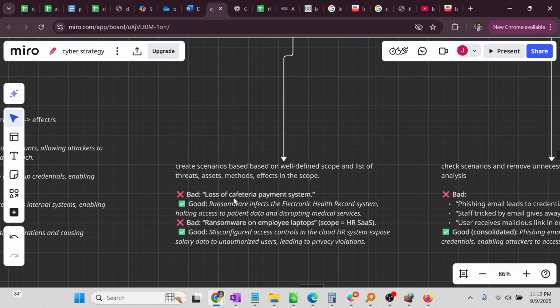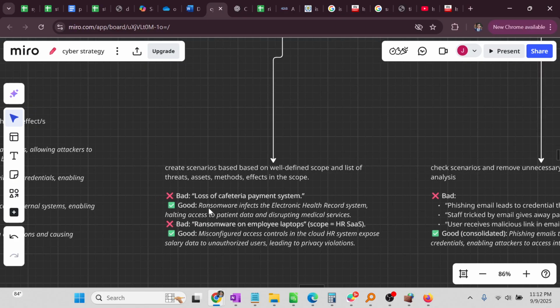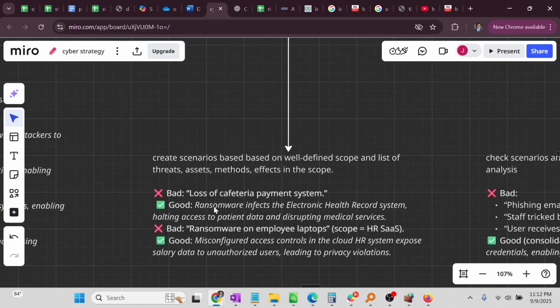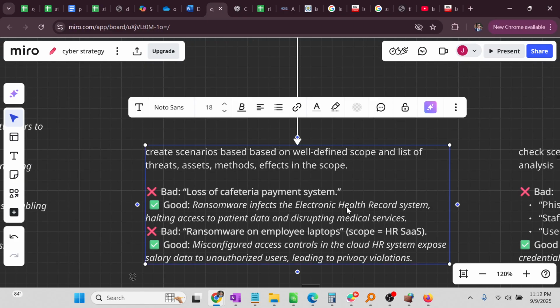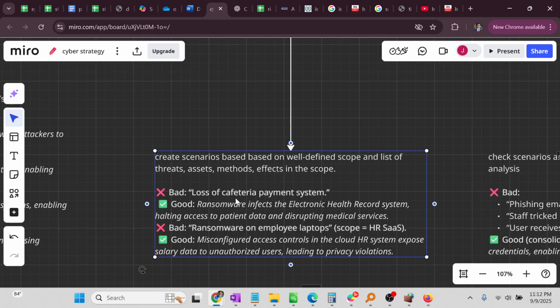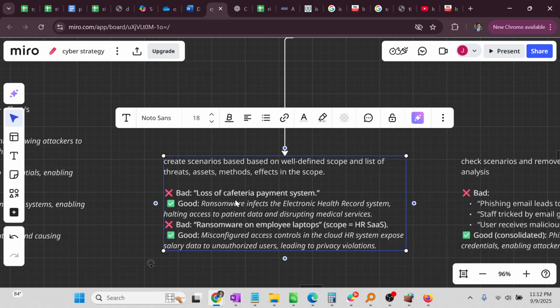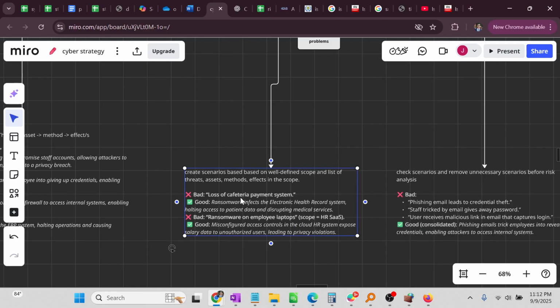As an example, instead of saying loss of the cafeteria payment system, which is a very irrelevant system depending on the scope, you were ignoring the electronic health record system, which you should be focusing on. So you focus on where ransomware infects the electronic health record system, halting access to the patient data and disrupting medical services. So it's way more clear, even though the threat actor is not included. You get the idea that once you find the relevant threats, assets, methods, and effects list, you can then create scenarios that are very relevant as opposed to being very remote.